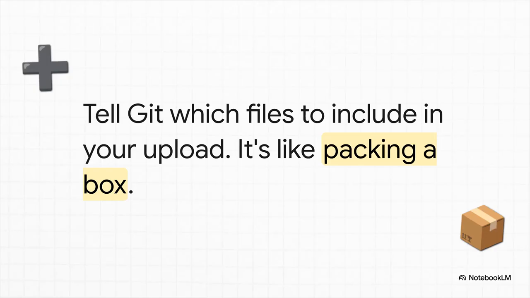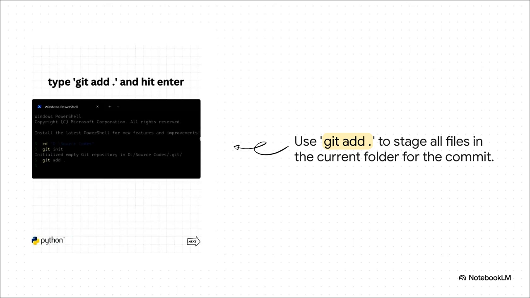Okay, so Git is now watching our folder. The next step is to decide what we're actually sending. It's like putting all your files into a cardboard box before you ship it. We have to tell Git exactly which files to pack for this first delivery. And to do that, we use the command git add dot. The period here is super important. It's a little shortcut that just means grab everything in this folder and put it in the box. This stages all your files, getting them ready for the next step.